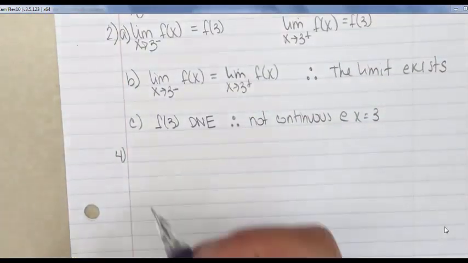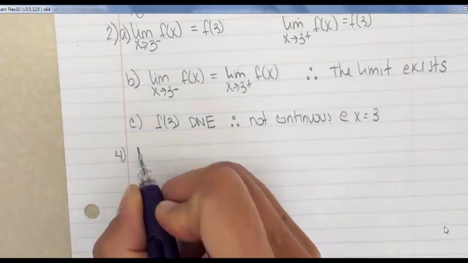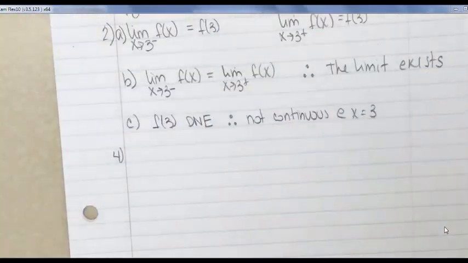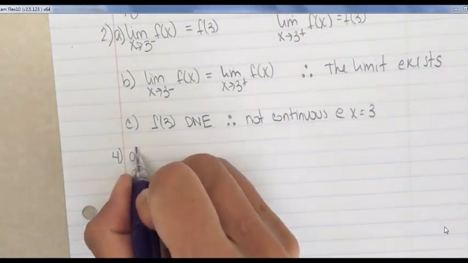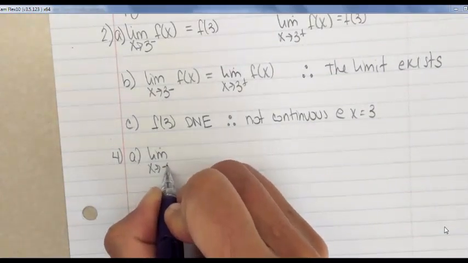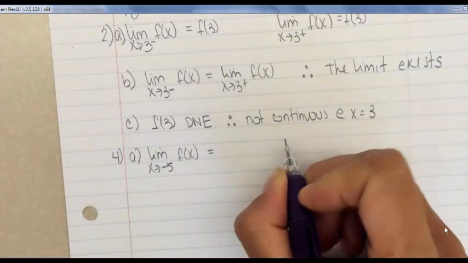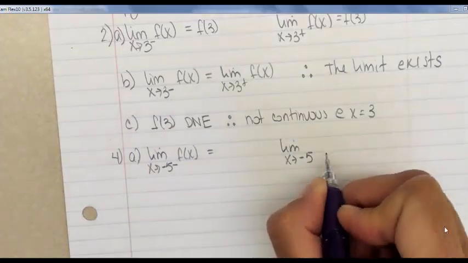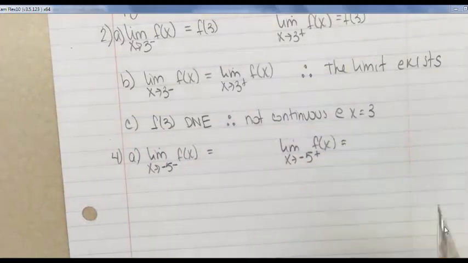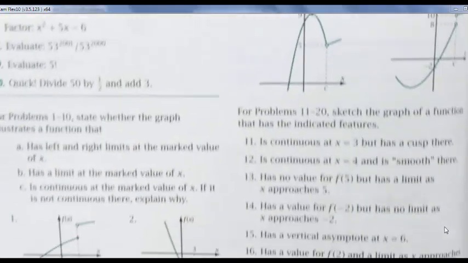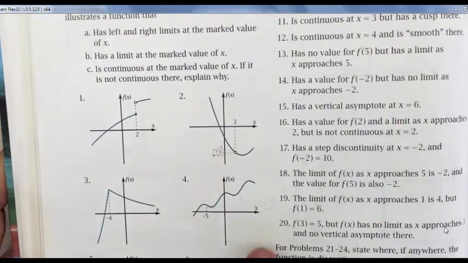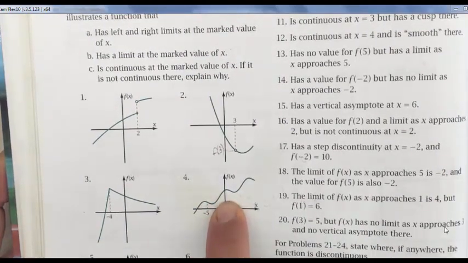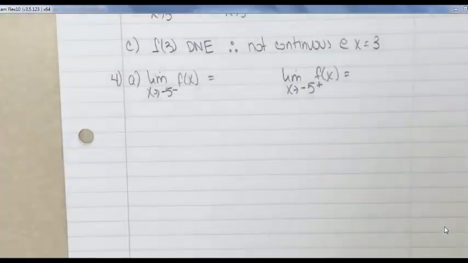All right, let's do another one. So for 4, the first thing I'm going to do is the limit, and this one looks like it's going to -5. That's the marked value of x. So I'll do the left and the right limits. The limit as x approaches -5 from the left of f of x, and from the right of f of x. It looks to me like they are both approaching the exact same output. I'll just call that output f of -5.